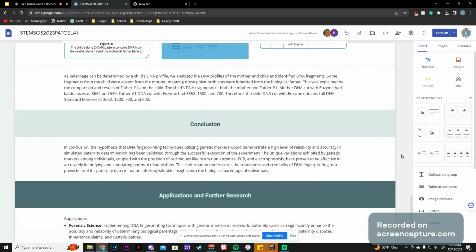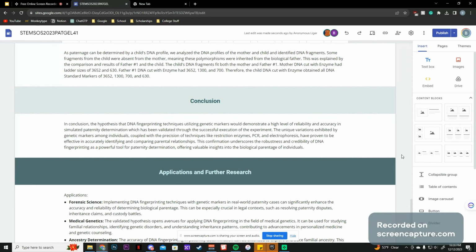In conclusion, the hypothesis that DNA fingerprinting techniques utilizing genetic markers would demonstrate a high level of reliability and accuracy in simulated paternity determination has been validated through the successful execution of the experiment. Our hypothesis was correct. Unique variations exhibited by genetic markers among individuals, coupled with the precision of techniques like restriction enzymes, PCR, and electrophoresis, have proven to be effective in accurately identifying and comparing parental relationships. This confirmation underscores the robustness and credibility of DNA fingerprinting as a powerful tool for paternity determination, offering valuable insights into the biological parentage of individuals.